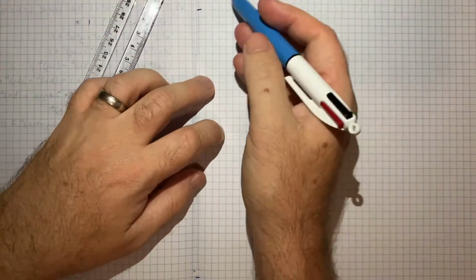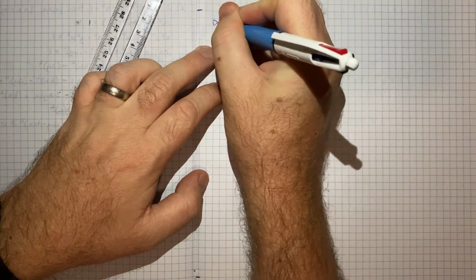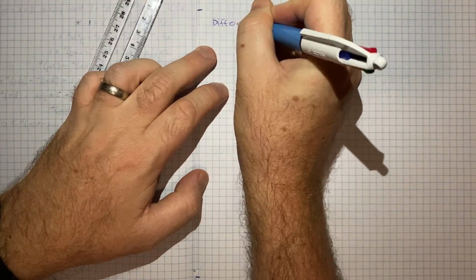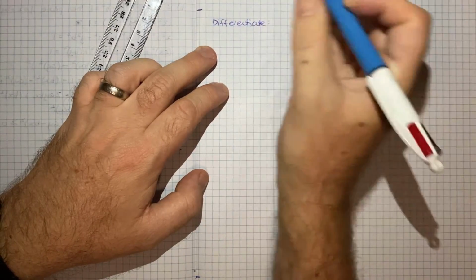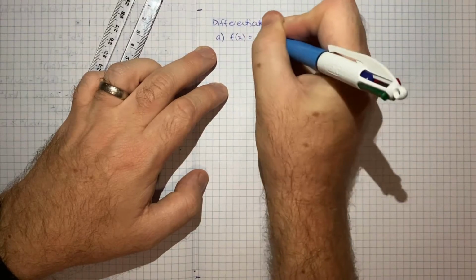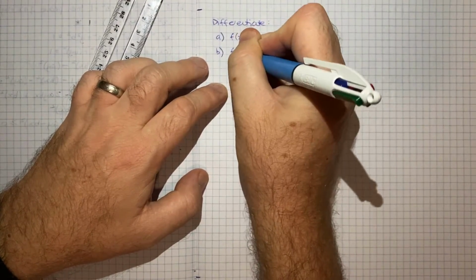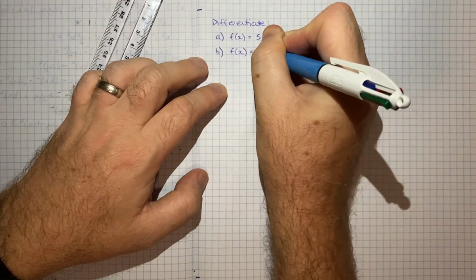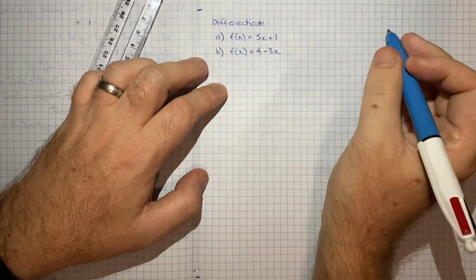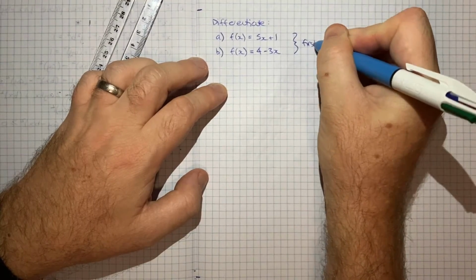So what I'll do, I'll just write out what we're being asked to do. So we want to differentiate two things. We've got our first one, f(x) equals 5x plus 1. Our second one was f(x) is equal to 4 minus 3x. And the key for this question is to use first principles.